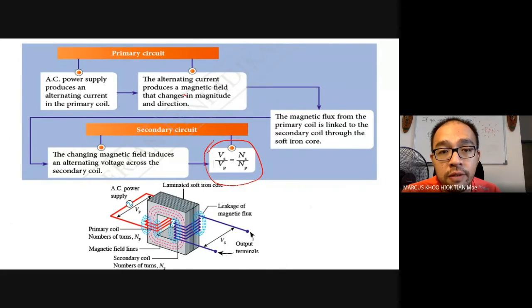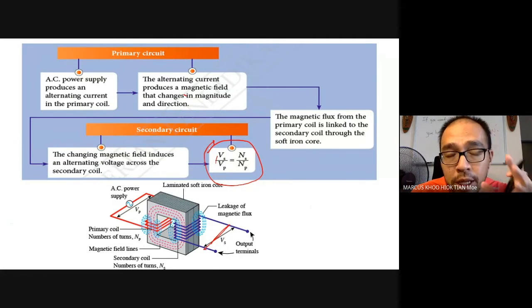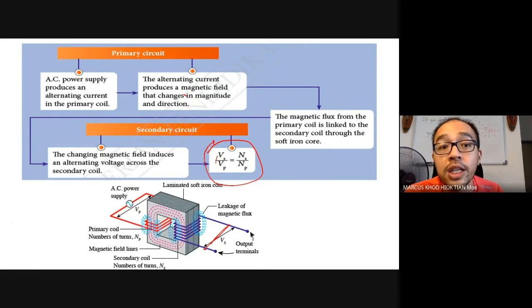Okay, Vs over Vp equals Ns over Np. But the most important thing is Vs refers to the voltage on the secondary coil, Vp is the voltage on the primary coil. Voltage, or potential difference, not current. Okay, not current. Although, what is induced? What is induced is actually the alternating voltage.